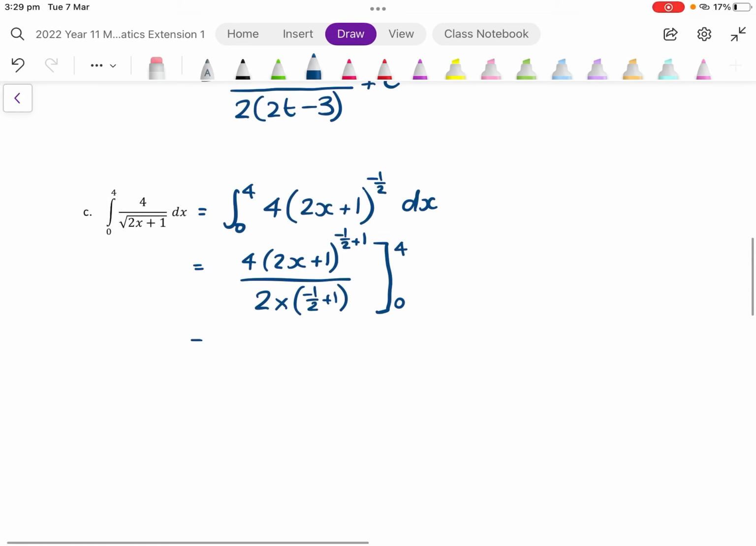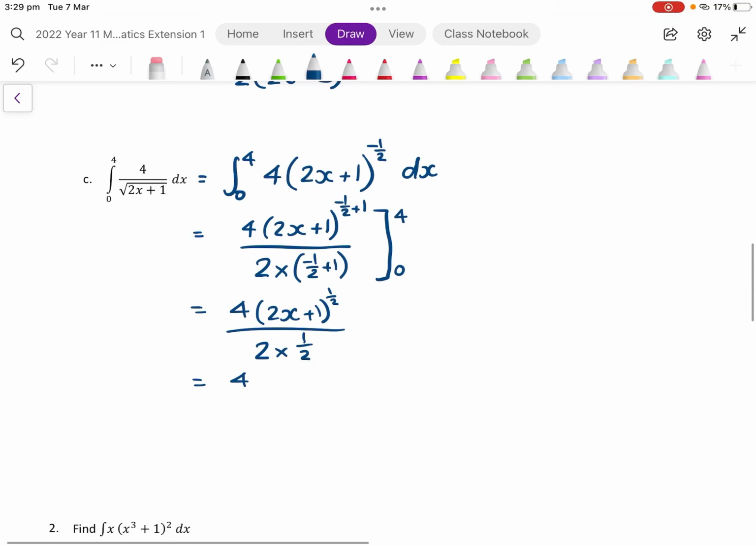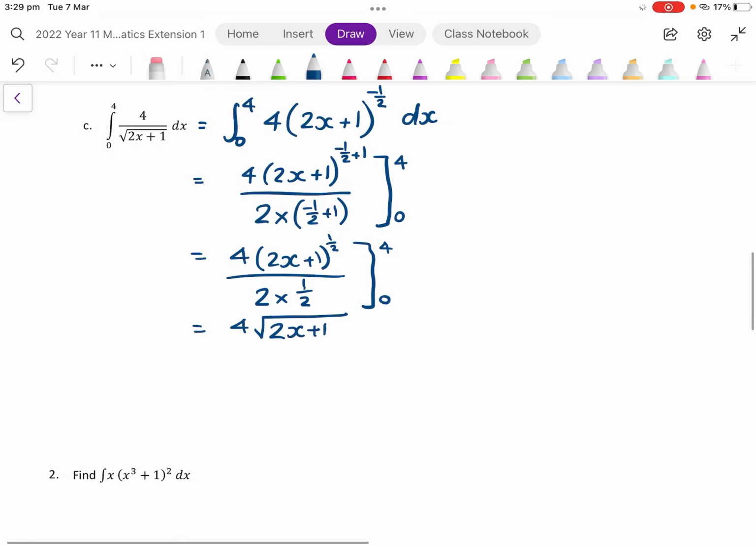What this is then equal to is 4 lots of 2x plus 1, to the power of negative a half plus 1, which is positive a half, all over 2 times negative a half plus 1, which is 2 times a half. Then this is 4 times the square root of 2x plus 1. Oops, I forgot to write that I'll be substituting in my 4 and my 0. So this is 4 times root 2x plus 1 all over 2 times a half, which is just 1, so I'm not going to write that. Now I'm going to show that I'm substituting my 4 and my 0 in.